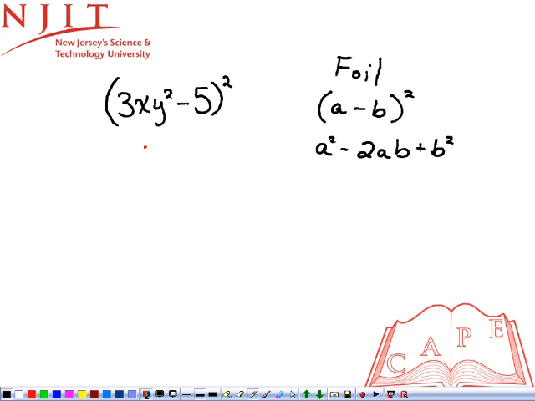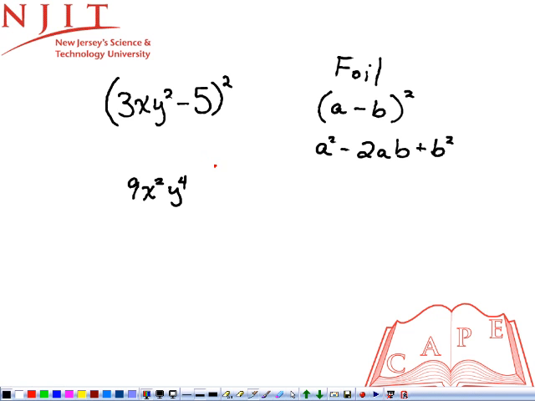First thing we need to do is to square the first term. Now, don't forget that you have a 3, an x, and a y squared. Every single factor must be squared within here. So if you do that, then you get 9x squared y to the 4th. Okay? Now, next thing you need to do is the product doubled.